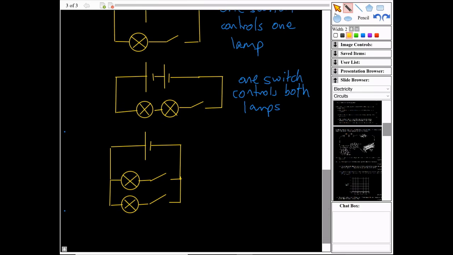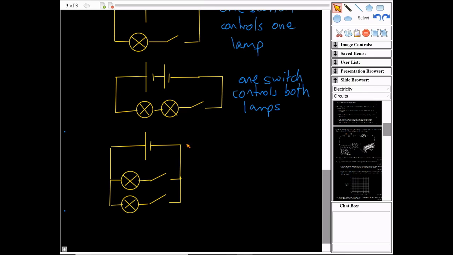So this circuit here, there's a way for the current to go around here. So there's one loop there. Now, if that switch was closed, I would make a loop there that went through this lamp. If I was to close this circuit, I would make a loop that would go through this lamp, like that.